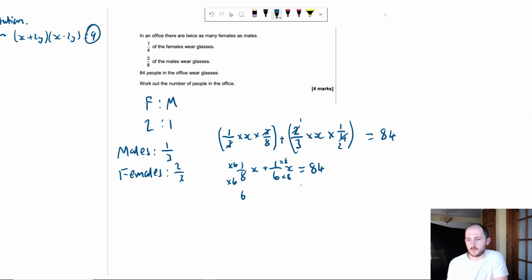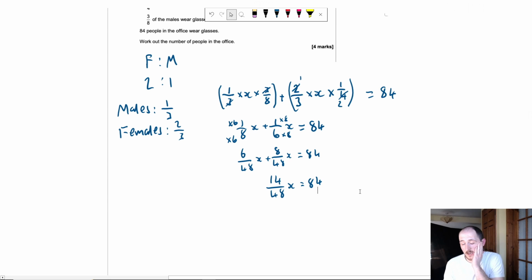So 6/48x plus 8/48x equals 84. 6 plus 8 is 14, so we have 14/48x equals 84. Is there anything clever we can do? I mean, I probably can't. I could simplify this down again.